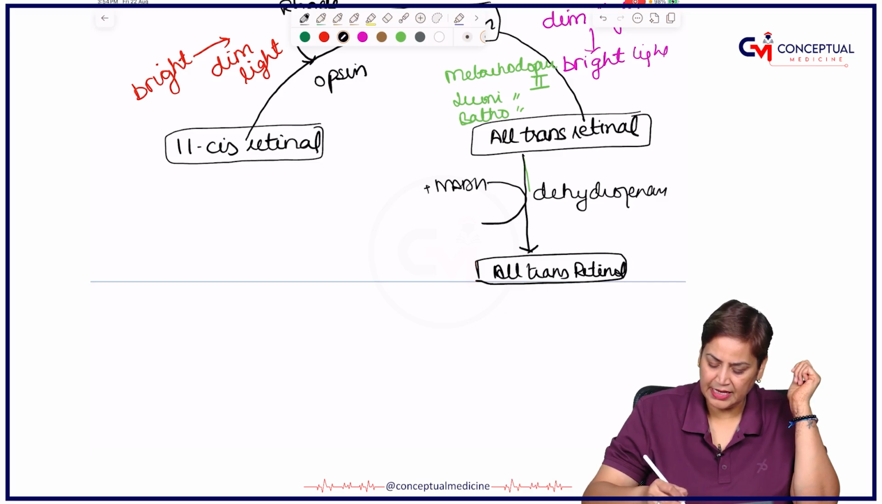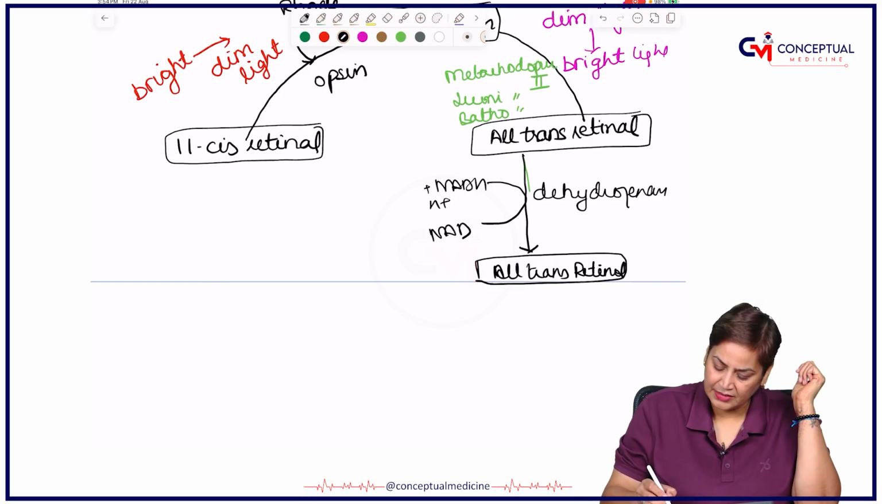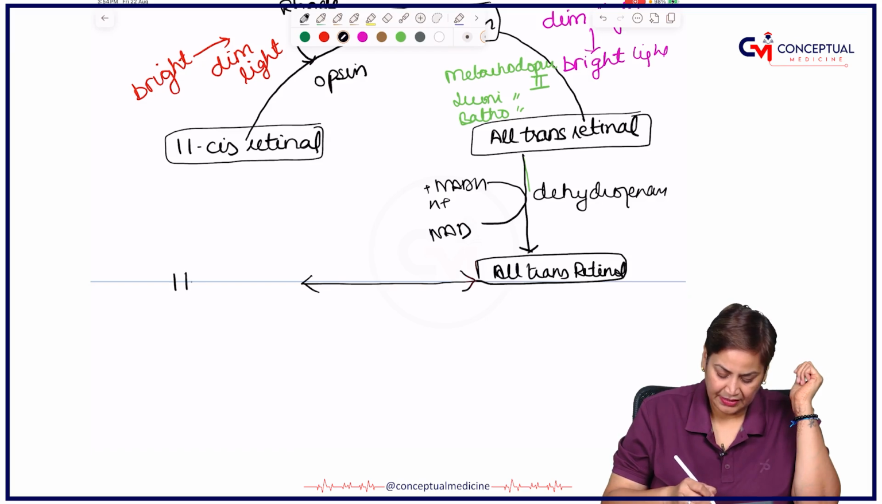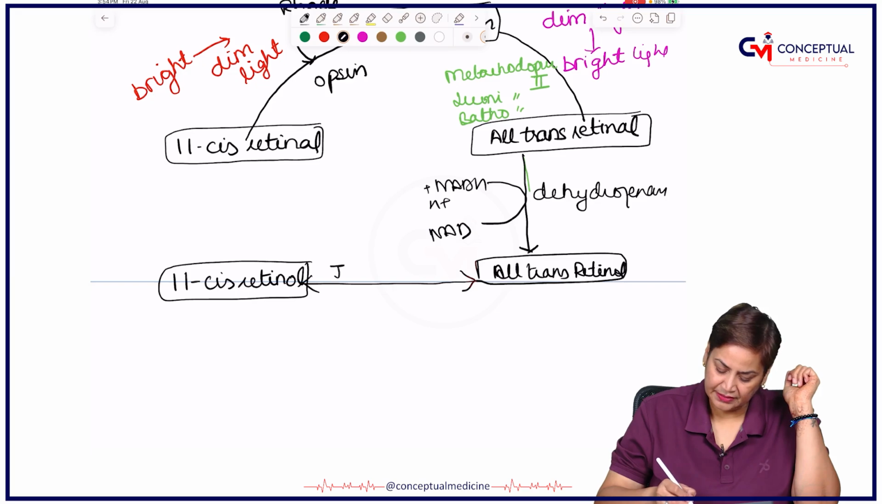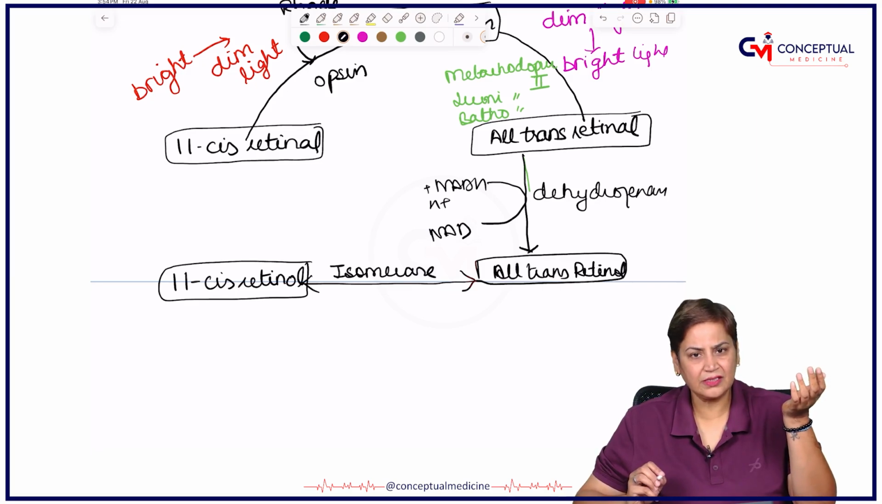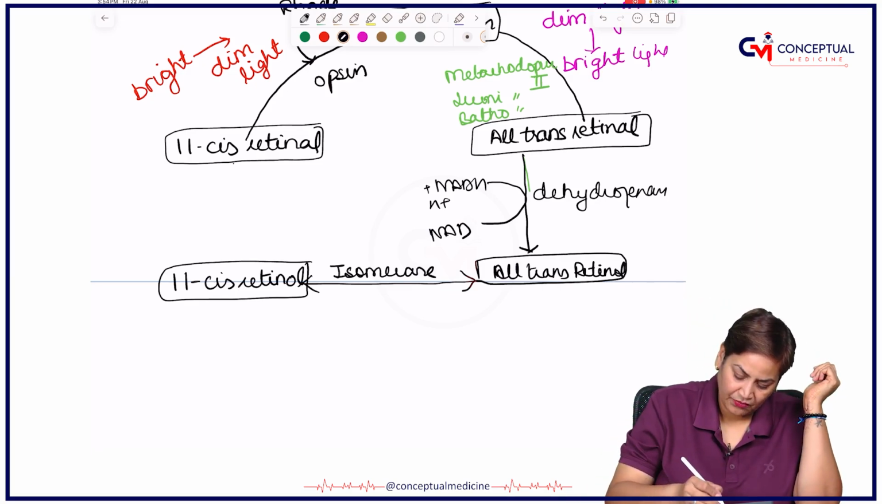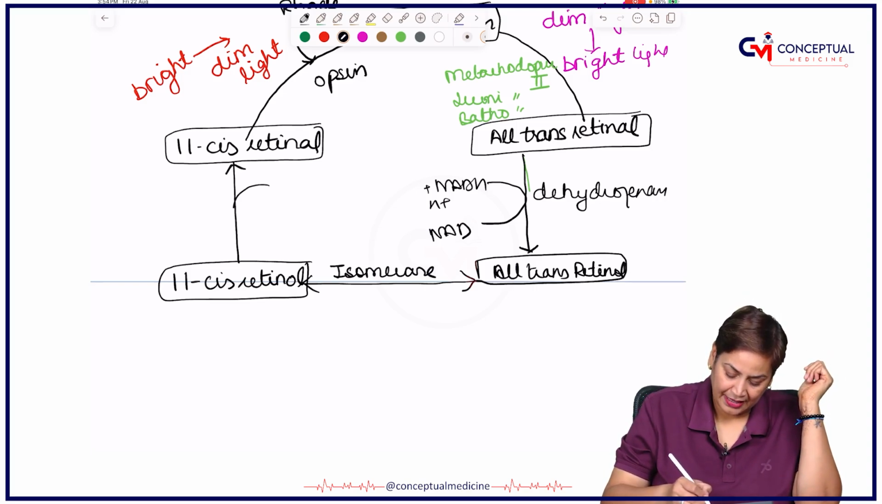NADH plus H positive, NAD. And this all-trans retinal will then be converted into 11-cis retinol. This is isomerase, because cis and trans. And this 11-cis retinol will then be converted into 11-cis retinal by again dehydrogenation.